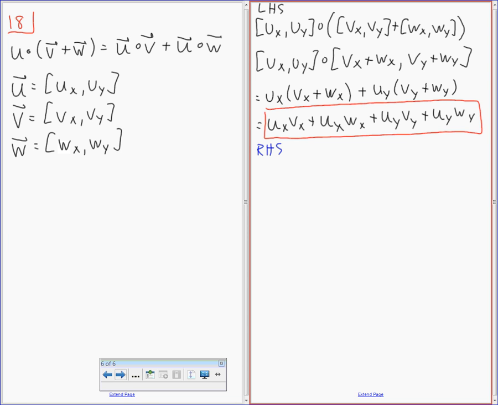Then what is the dot? Like, what does it equal officially? It equals the x coordinates multiplied by the x coordinates, and the y coordinates multiplied by the y coordinates. Okay, I'm gonna write that in. So you don't know necessarily that it can distribute like that. Okay, so let's do the same thing with the right-hand side. So this is going to be ux uy dot vx vy plus ux uy dot wx wy.